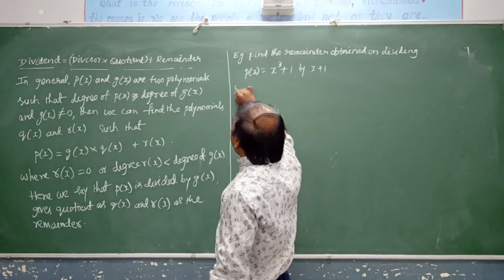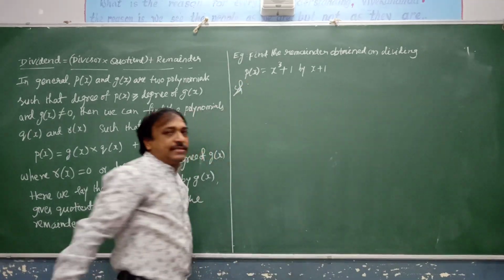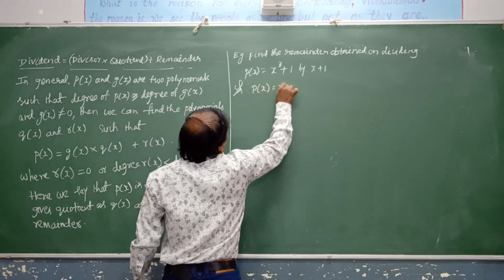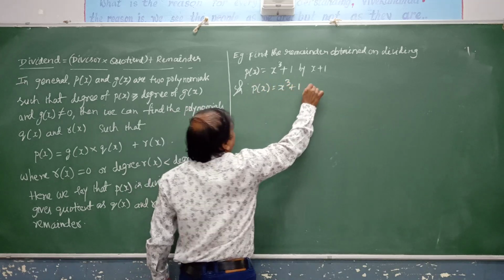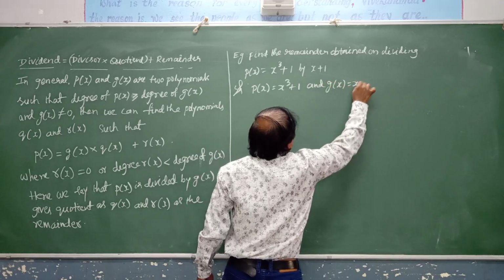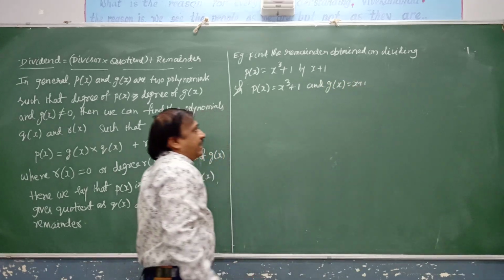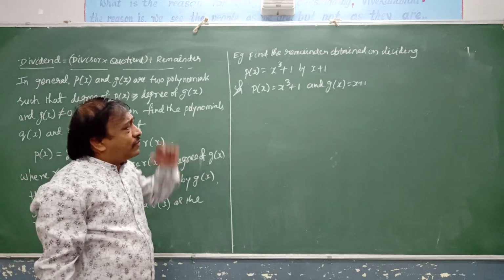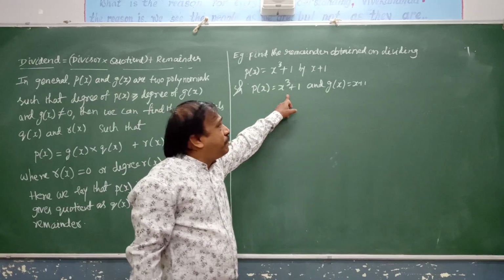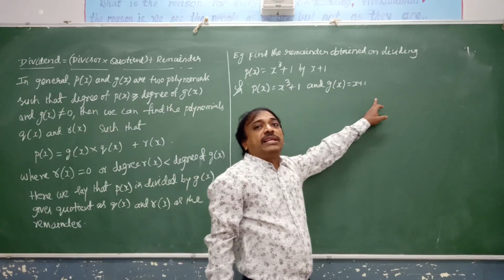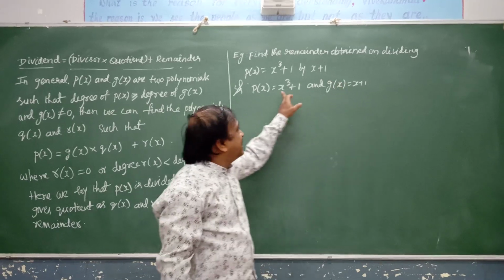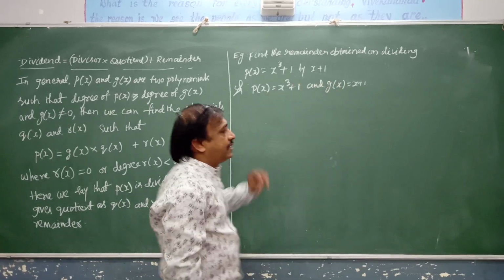See here, p of x is the dividend. P of x is equal to x cube plus 1 and g of x is equal to x plus 1. Now what are we doing? We are dividing x cube plus 1 by x plus 1. This is the dividend, this is the divisor.